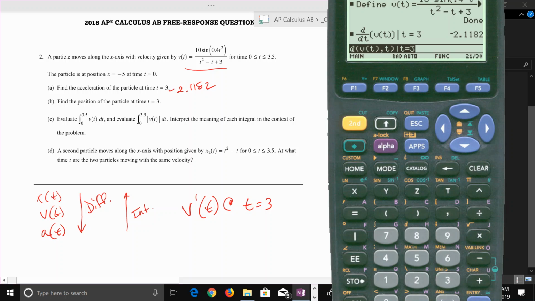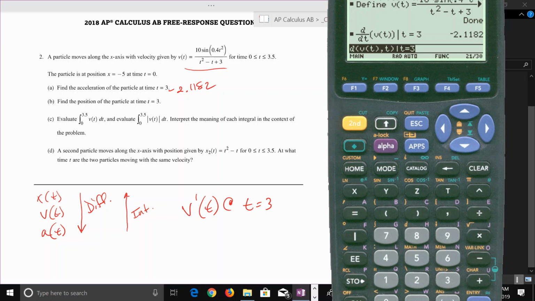Okay? Yes? I don't see why I'm not getting that, but I'm getting this. You got to put your bar in. I did. So derivative, 10 sine. Yeah, I don't know. Are you in degree mode? That's probably it. Put it in radian mode.